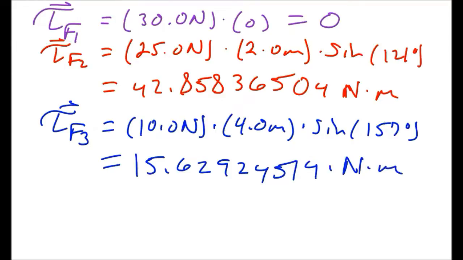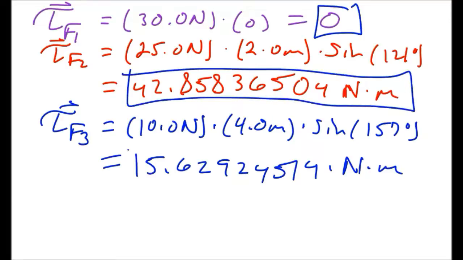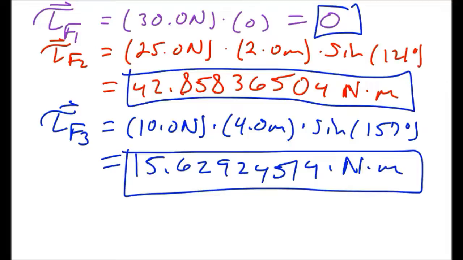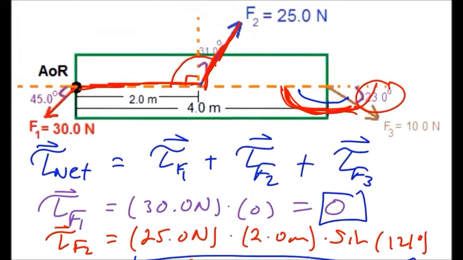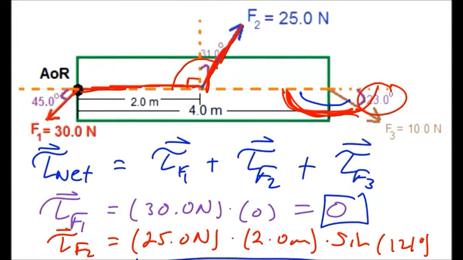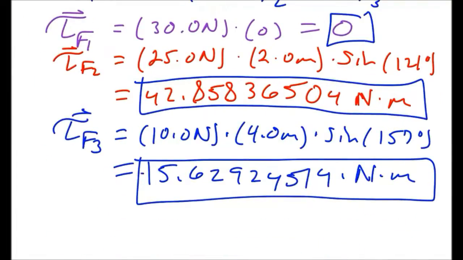Very good. Okay, now we just need to add up our individual values here, but we have one more thing that we really need to do before we can start adding them. We need to do our direction. So go back and look at your picture, use your right hand rule, and figure out what the sign is for torque 2 and torque 3. What do we say for torque 2? What's the sign going to be? Positive. What about torque 3? Torque 3 has to be a negative value. Good. So I'm going to come in here and put negative 15.